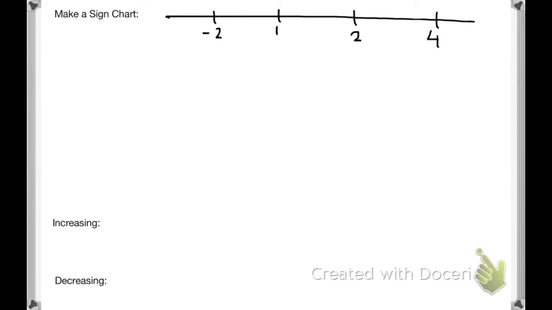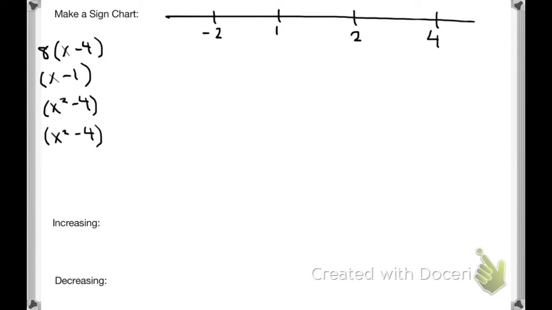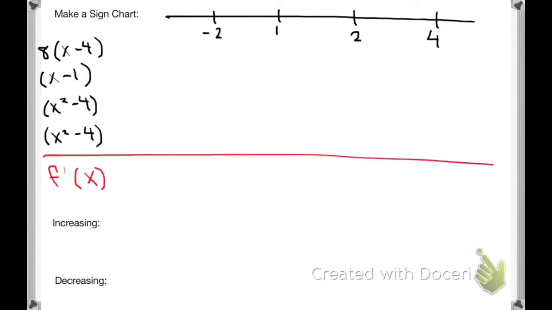Now to the side of this sign chart, we're going to write the parts of our function that correspond to each of these critical numbers. So 8 times x minus 4, x minus 1, and 2x squared minus 4s. And the reason for that is because in our denominator, we have x squared minus 4 squared. And all the way at the bottom, we're going to write our total derivative, f prime of x.